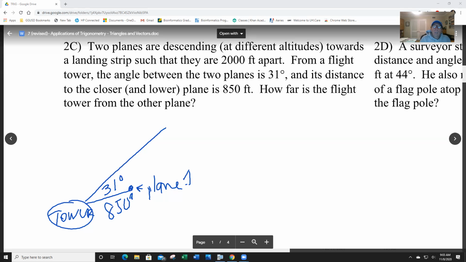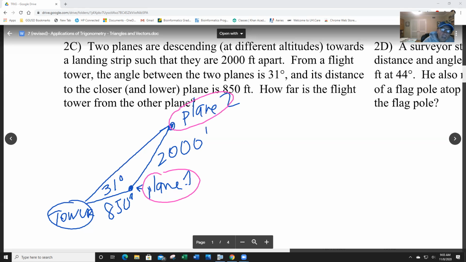And see, the planes themselves are 2,000 feet apart. So this is 2,000 feet. Again, those seem really close. This is plane two. Okay, so I got a lot going on there. So let me try to get a different color in here to help you out. Plane one is here. Plane two is that dot. So we got some of the key numbers here. Once you have this drawn, you're going to be okay, I think. How far is the flight tower from the other plane?